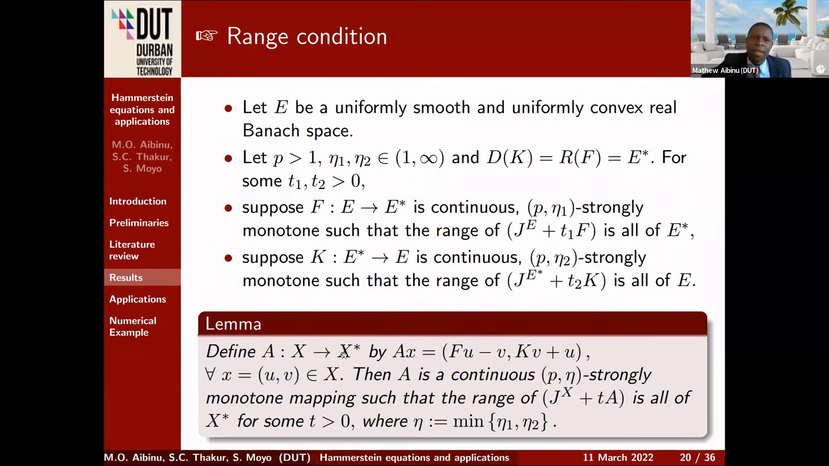That is, let A be a map defined from X into X star, which is defined by this. We will call this A, it has been shown that it is p eta strongly monotone. That is, A is defined by this for every x, which is u comma v in X, and A is continuous. We show that A is continuous p eta strongly monotone, so that the range of A is all of X star for some T greater than 0, where this lemma we also establish.